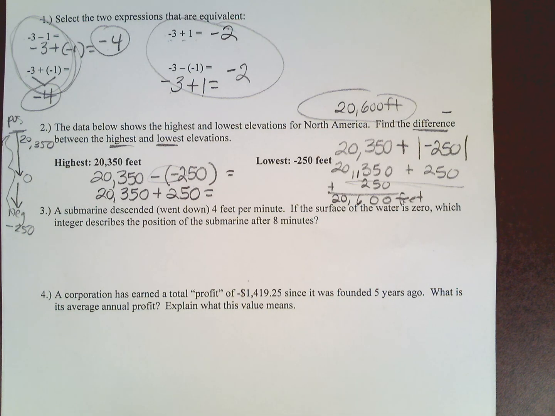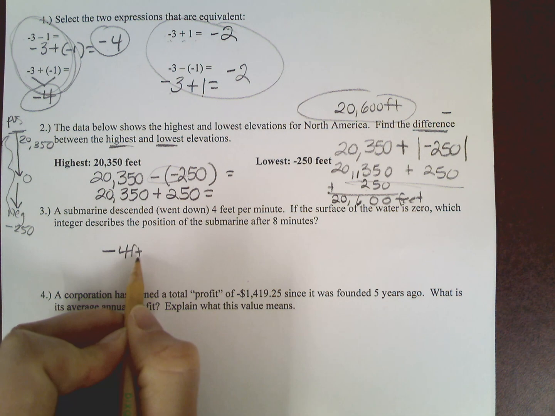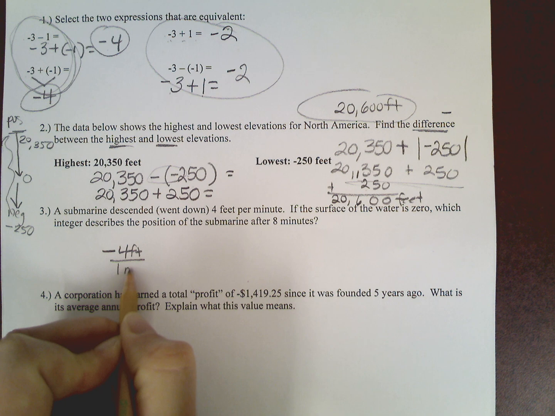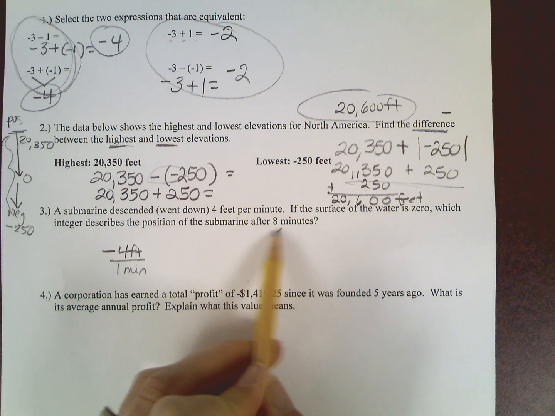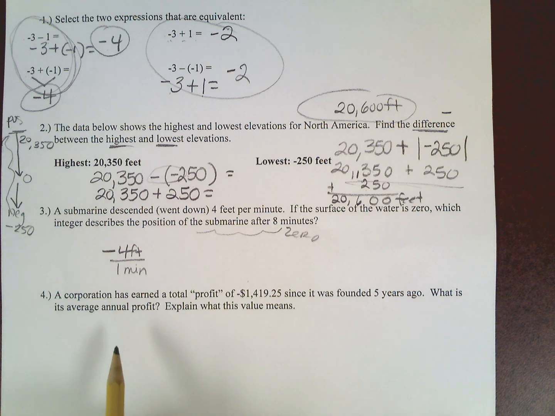All right, let's take a look at number 3. A submarine descended, or went down, right, 4 feet per minute. So is that a positive or a negative? That's going to be a negative. 4 feet for every 1 minute. If the surface of the water is 0, which integer describes the position of the submarine after 8 minutes?